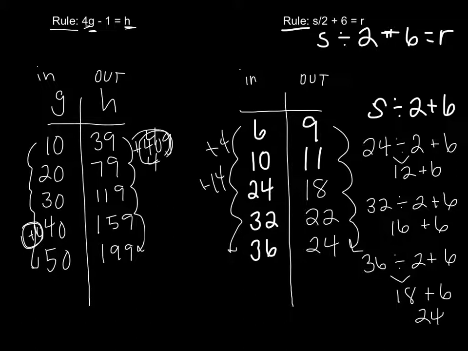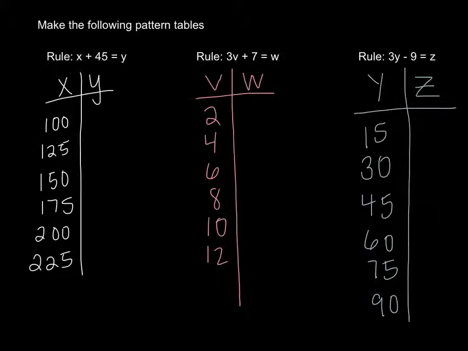But you should notice that as we go down the chart, these values are increasing, and so is my output side. And I should have labeled my input was S and my output is R. Make the following pattern tables and apply the rule to complete the output for each chart. Write down any patterns you notice throughout the charts.